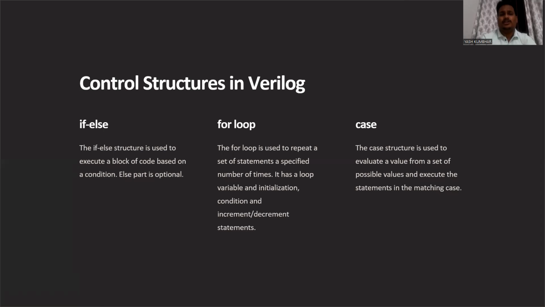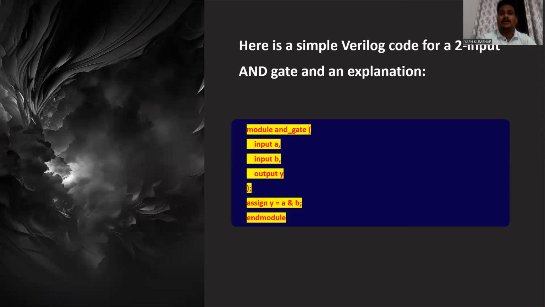These are some loops and control statements which are used in our basic codes: if else, for loop, case. The case structure is used to evaluate a value against a set of possible values and execute the statement in the matching case. Let's move towards the example.